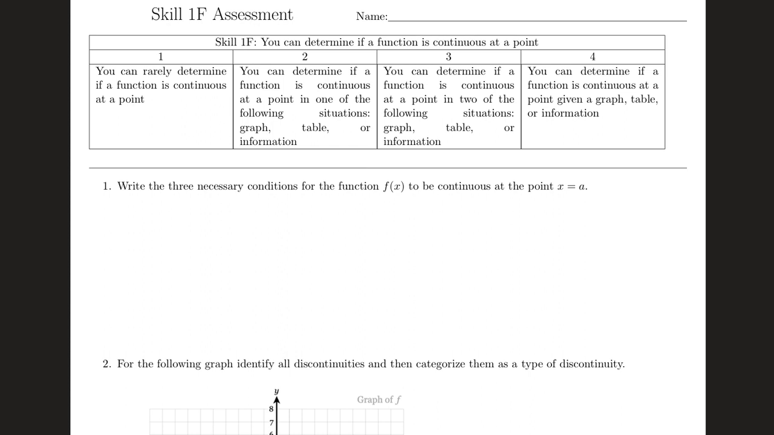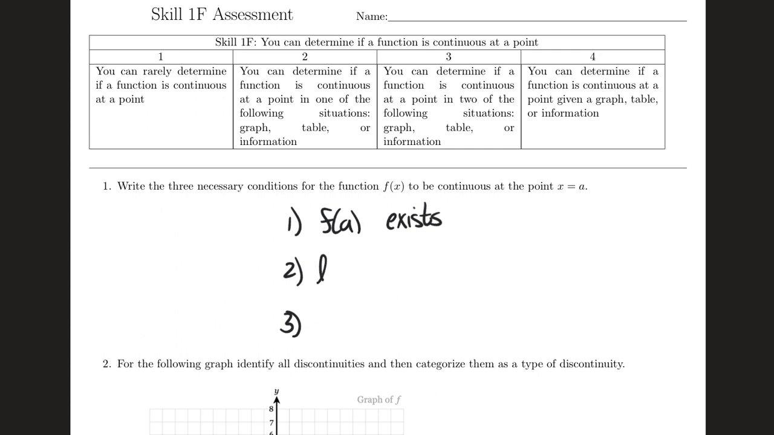All right, next skill is talking about continuity. So the first one is just knowing the definition. You can't do this page at all if you don't know the definition, and that's the starting point of all this. So there's 3 parts. And the first thing is you just have to be able to plug that value into your function. So f of a has to exist. I have to be able to plug it into the function.